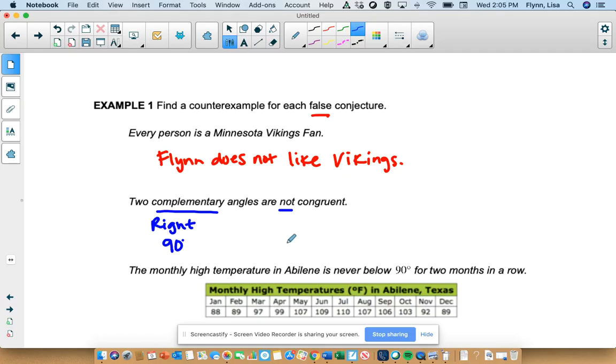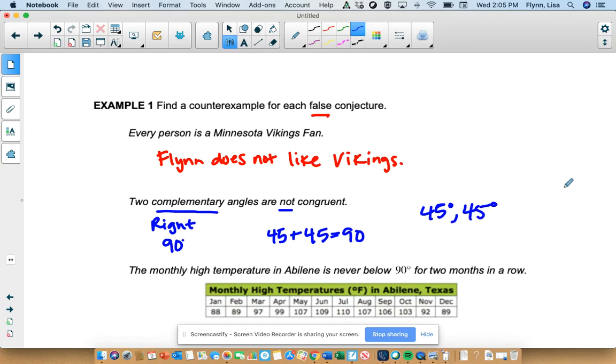So can you counter that? Can you give me two complementary angles that are congruent? I think 45 and 45 make 90. Yes, you're right. 45 plus 45 is 90. So I could just say erase. Okay. 45 degrees. Yep. And 45 degrees.